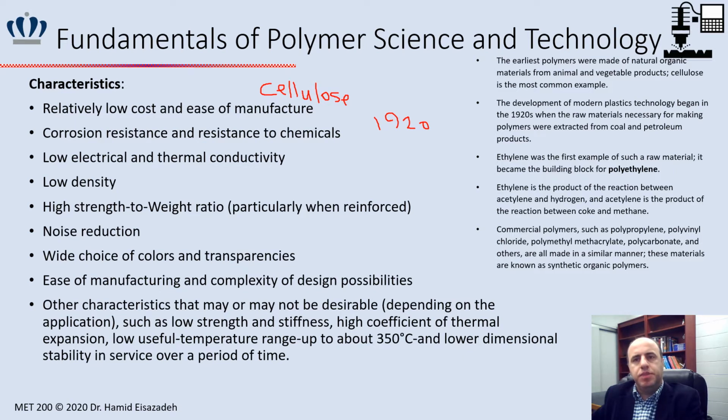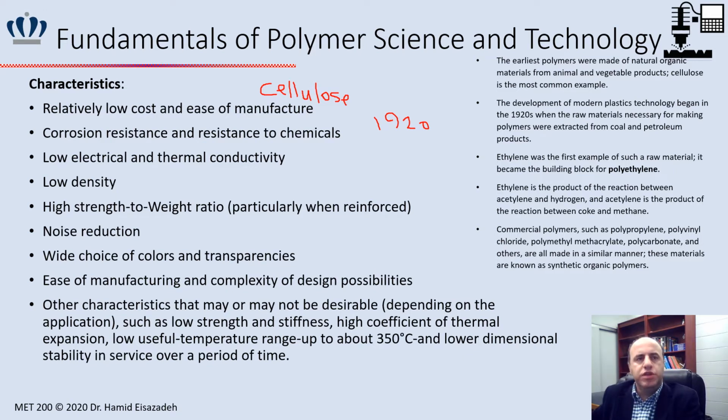Then a building block of ethylene can be made, which gives you polyethylene. And ethylene itself is a product of the reaction between acetylene and hydrogen. And acetylene itself is a product of the reaction between coke and methane.